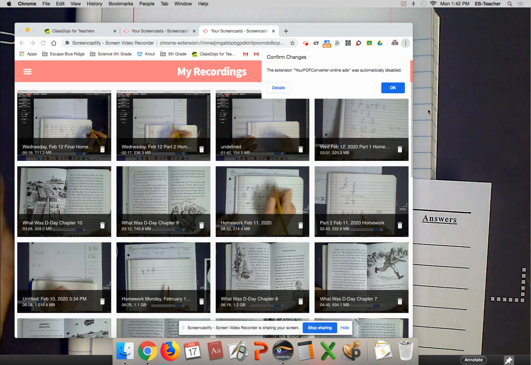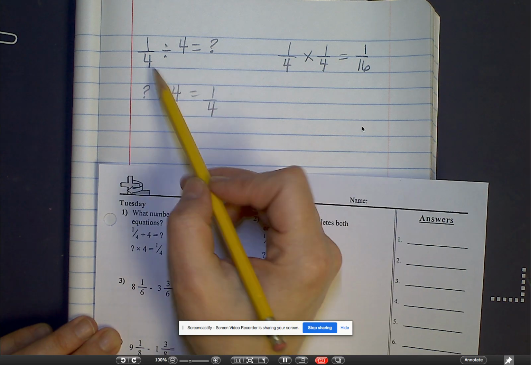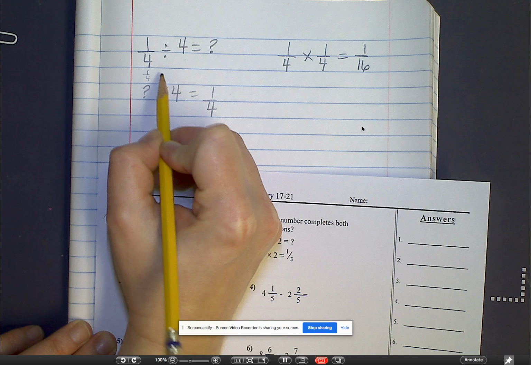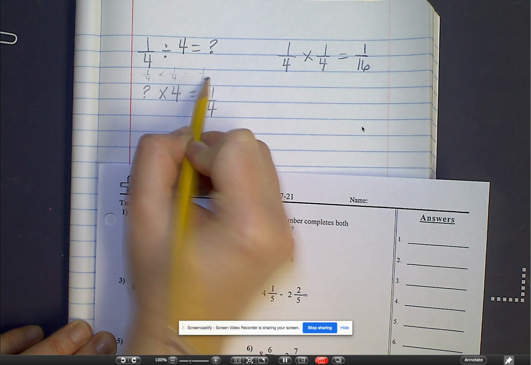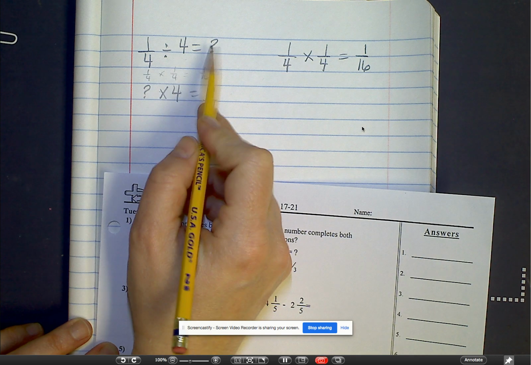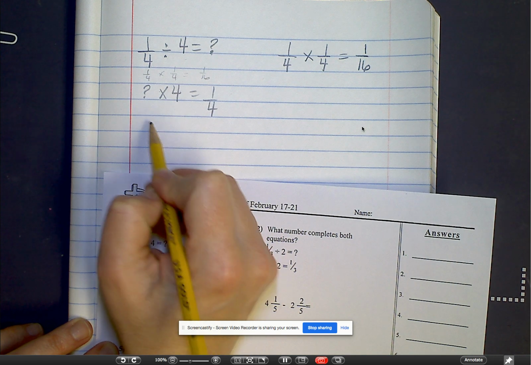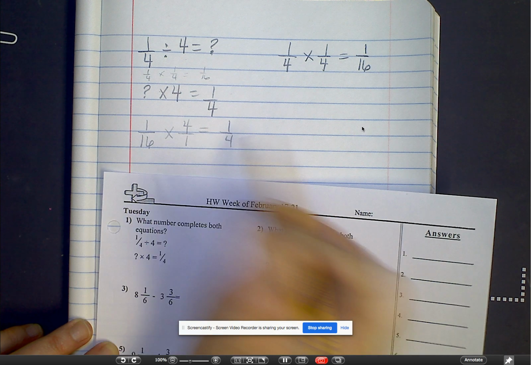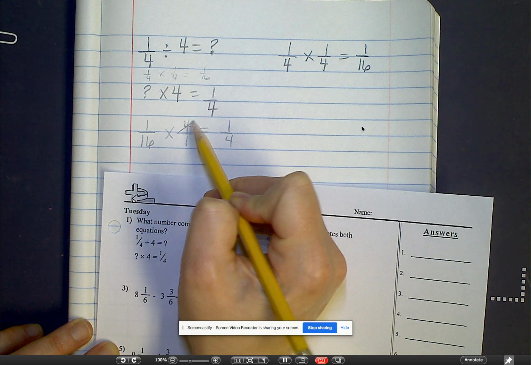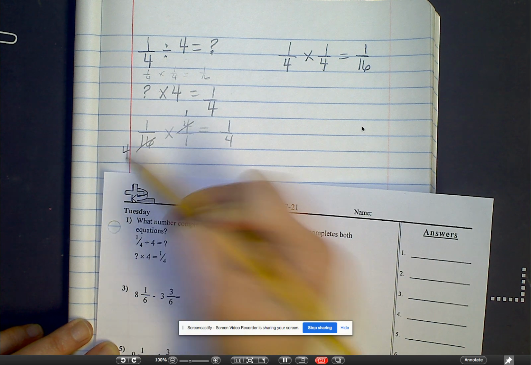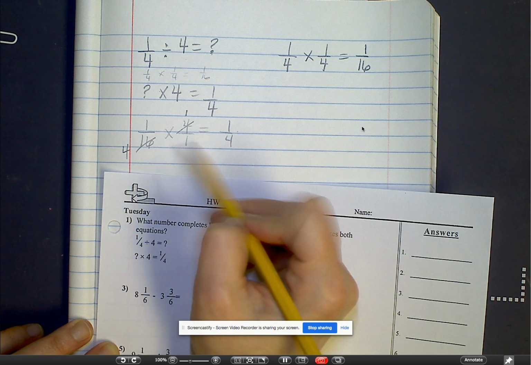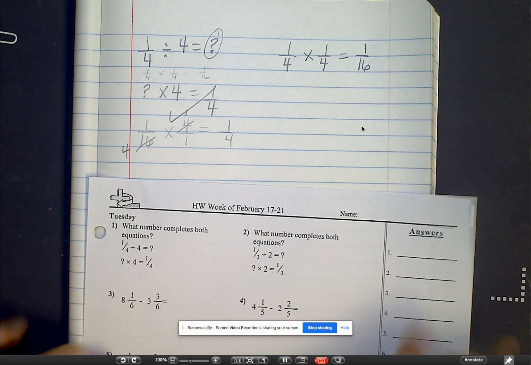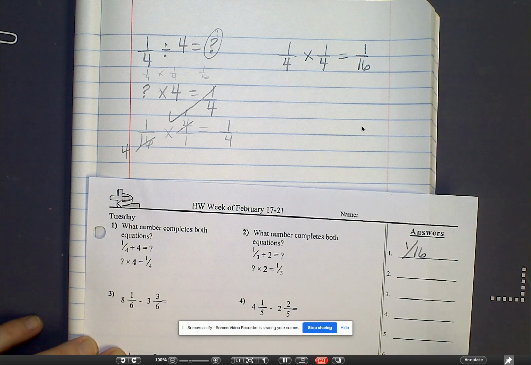Oh, you can't even see this. Sorry about that. So you get 1/4 divided by 4. And then if we bring it down, bring down, flip, that would give me 1/16. And that would be my question mark. So let's see if that's right. Is 1/16 times 4 equal to 1/4? Well, let's see. Remember, you can cross cancel if you use a 4, so that becomes a 1 and that becomes a 4. 1 times 1 is 1, 4 times 1 is 4, so it is right. So the answer, the question mark, is 1/16. So the answer to number 1 is 1/16.